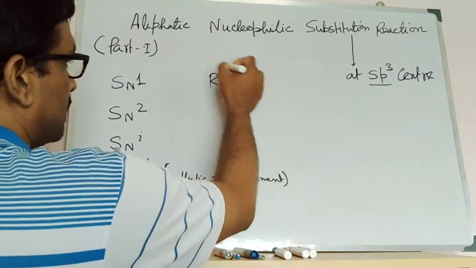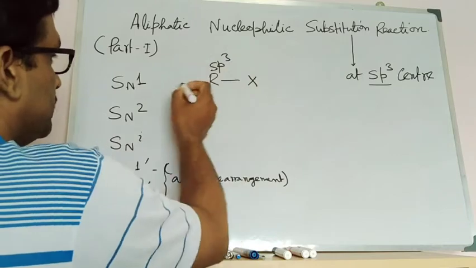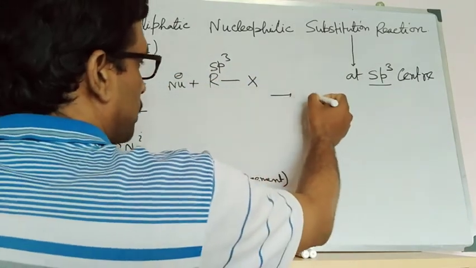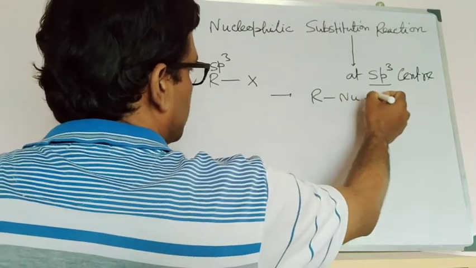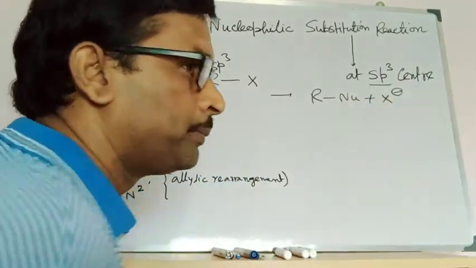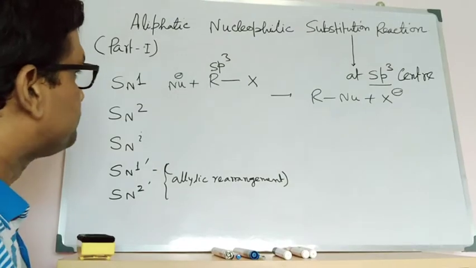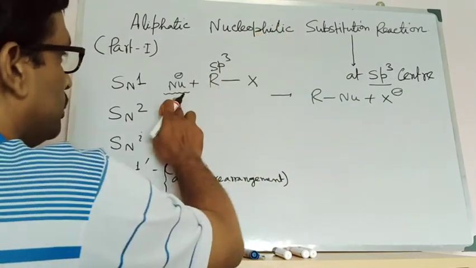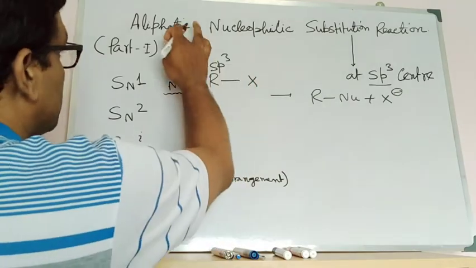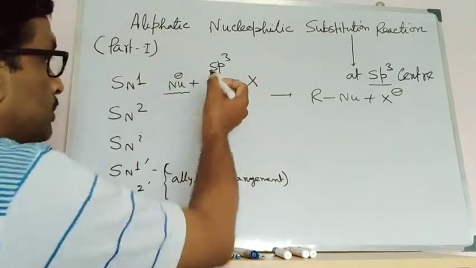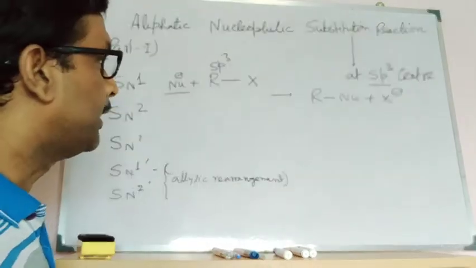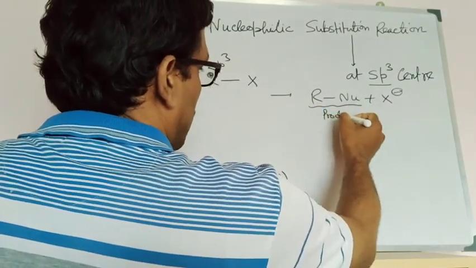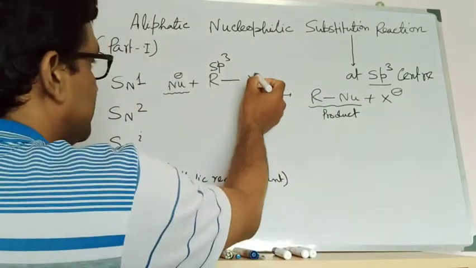Now this carbon here is sp3, and a nucleophile comes and reacts to give the corresponding R-Nu plus X. So look at it this way, this is a general reaction. In these cases this will act as the nucleophile. This one is the substrate, that is the aliphatic substrate, where an sp3 carbon is present. And of course this one will be the product.